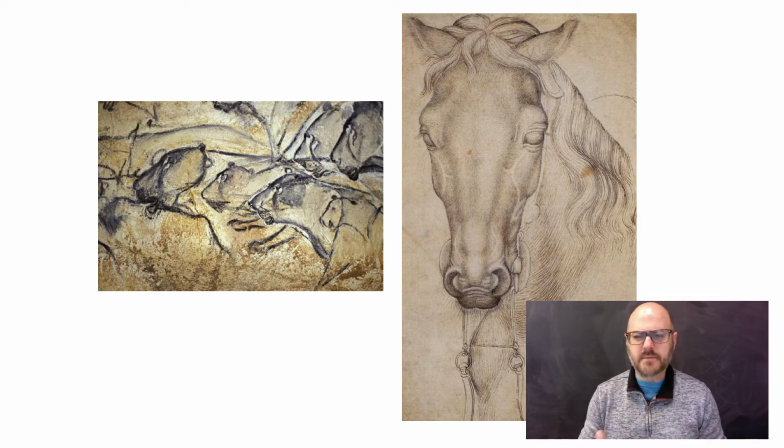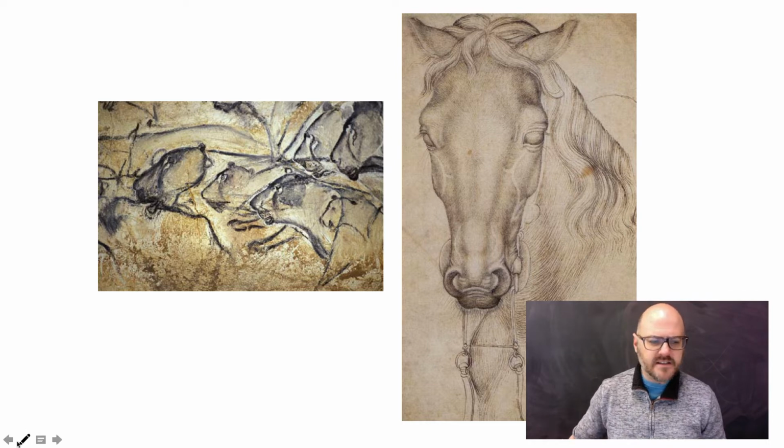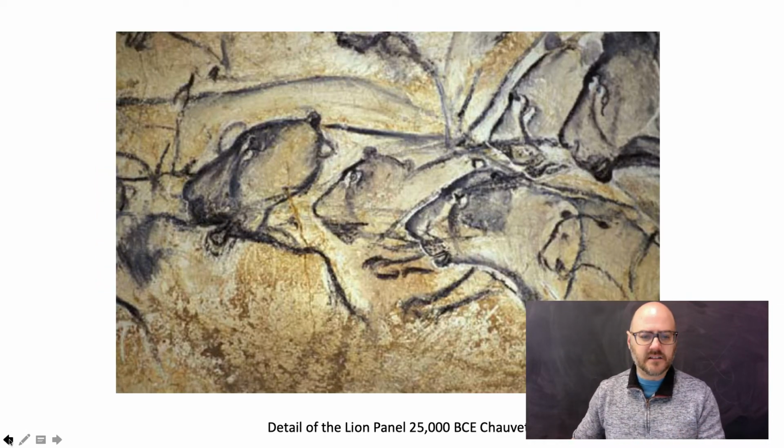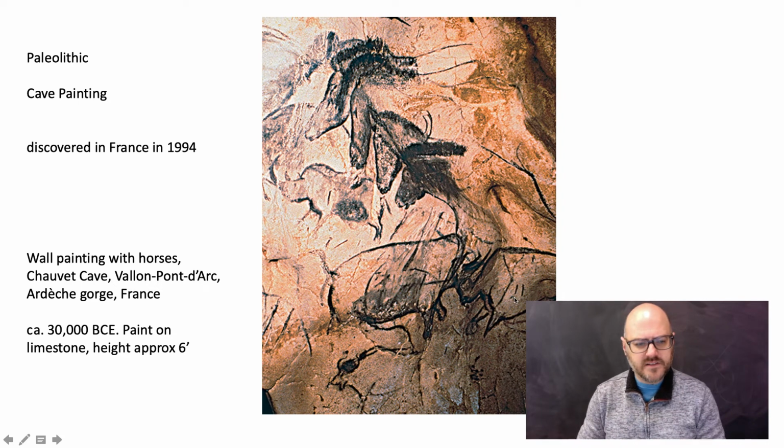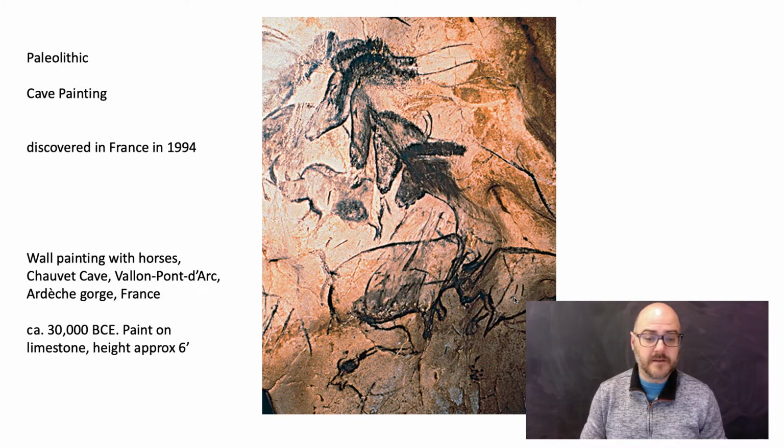So this leads us to possible motivations. Why did these artists depict lions? Why did they depict horses and things that they saw around them? Well, this was a way of documenting what they saw, but also what was important to them. The animals obviously were very important.